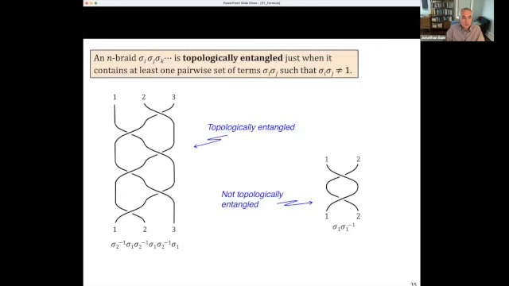Now this suggests the following definition. An n braid can be thought of as topologically entangled just when it contains at least one pairwise set of terms sigma i, sigma j that are not equal to the identity. Right. The three braid whose closure produces the Borromean rings three link, which is entangled, is topologically entangled according to this definition, whereas the two braid that produces the trivial two link is not topologically entangled.